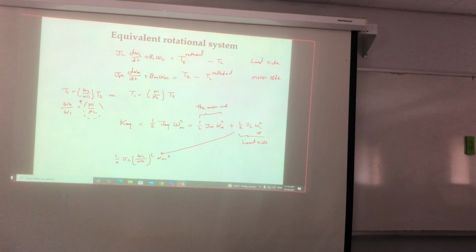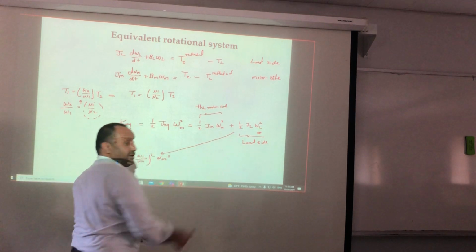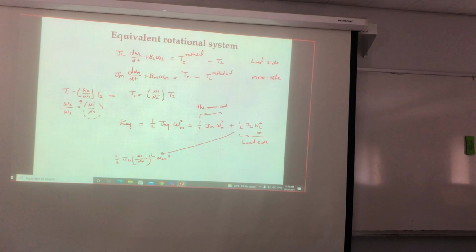Yes or no? Not omega, but N: N L over N M, squared, times 1 over 2 J L. I'm writing it now in terms of N, and I already have the relation between omega and N. If I use this theory, this one will cancel this one and I get the same equation. I'm not substituting anything. The same equation.